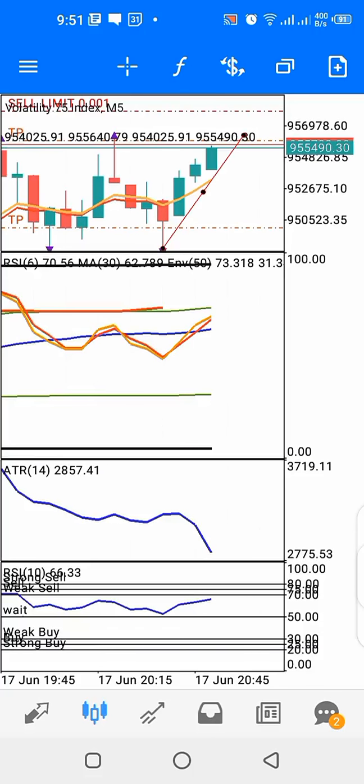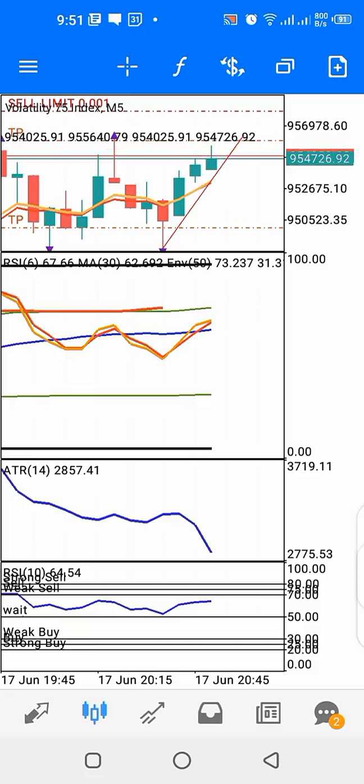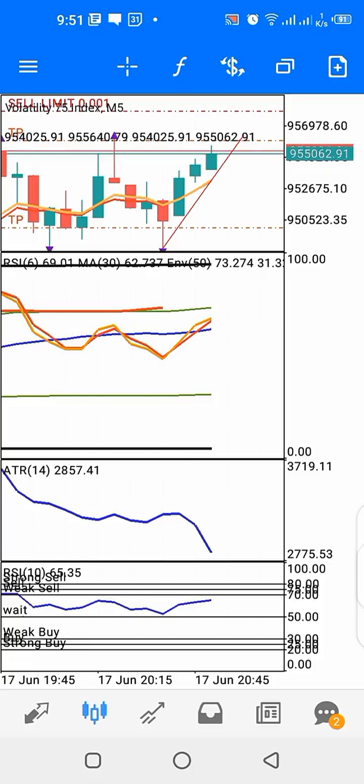What I'm doing right now is trying to plot another trend line, expecting price to continue in that direction. But if price should fall below the trend line that I just plotted, what I will do is sell.